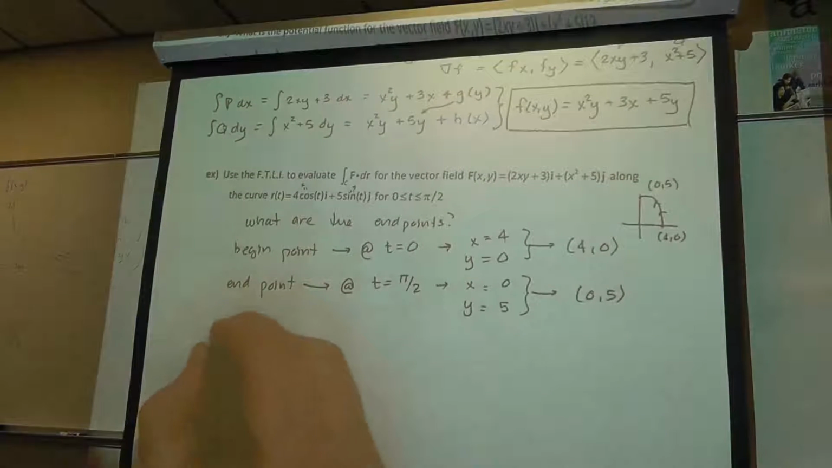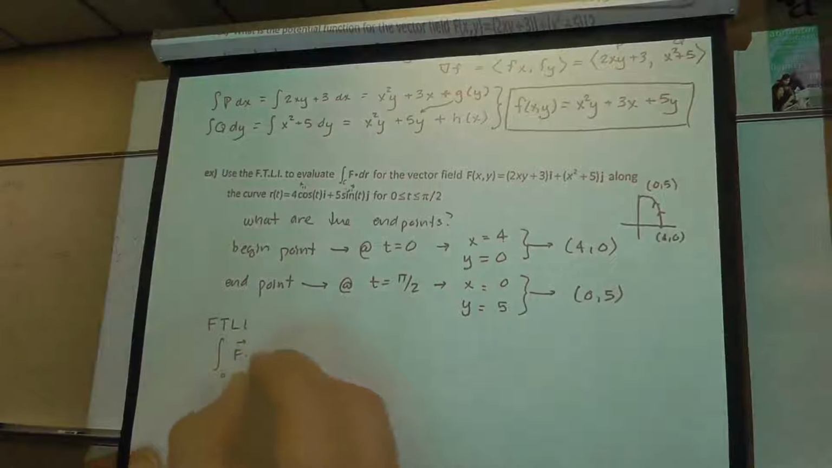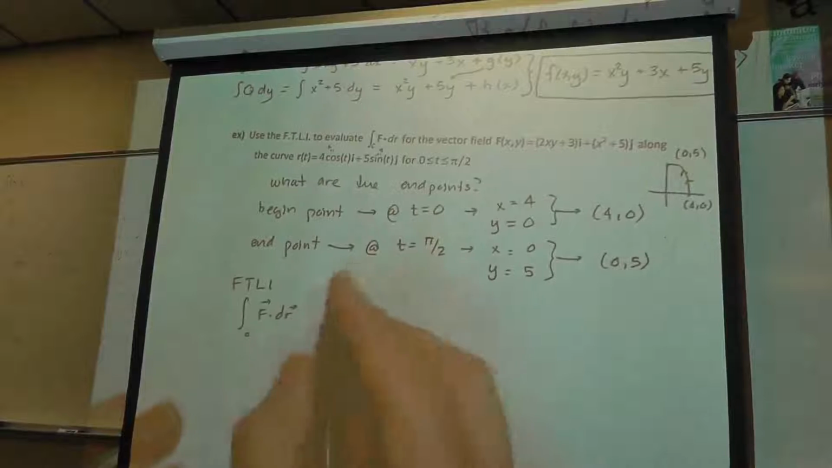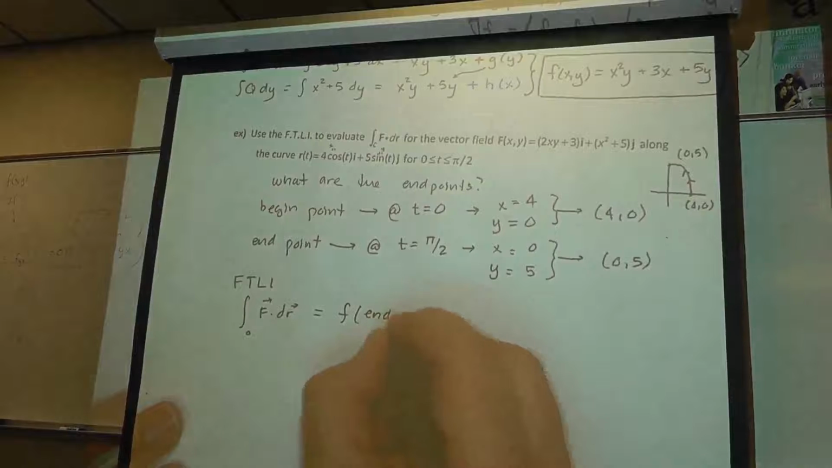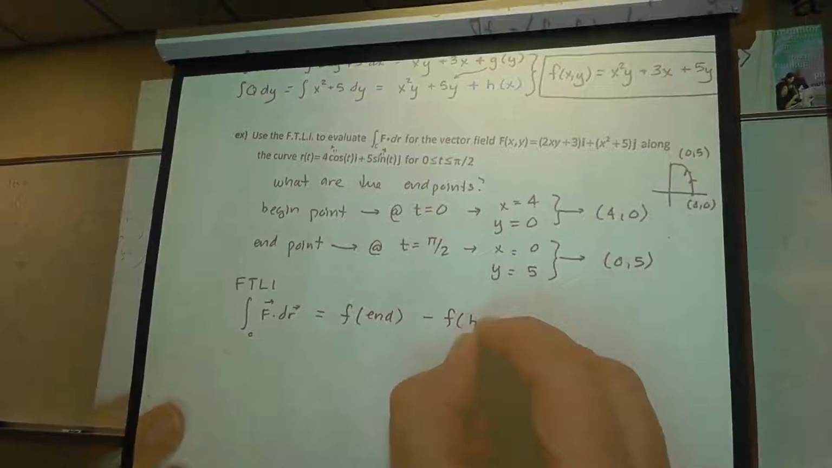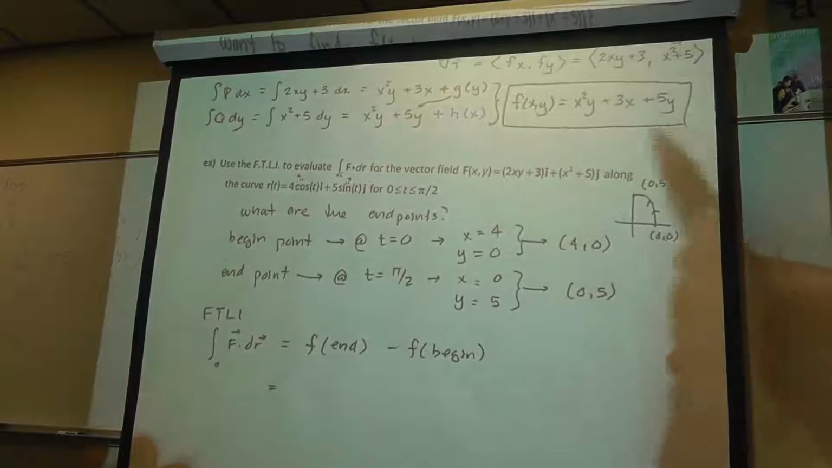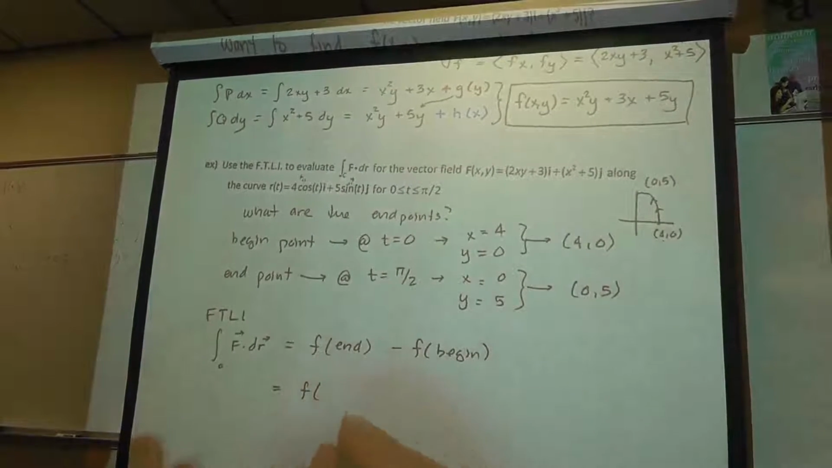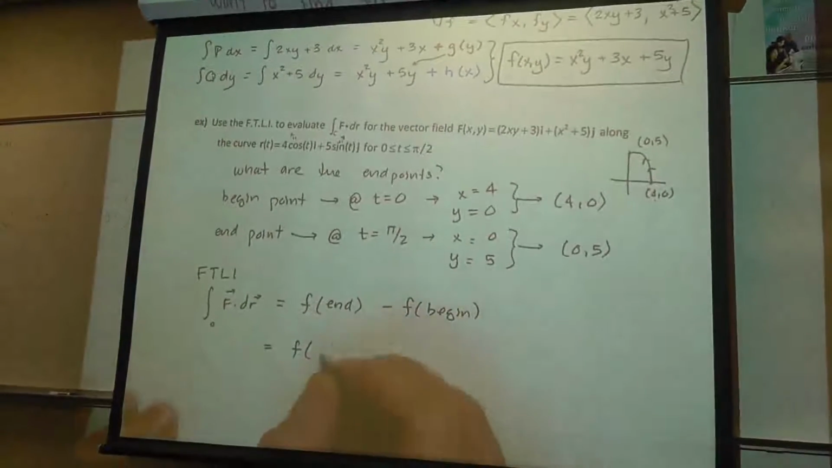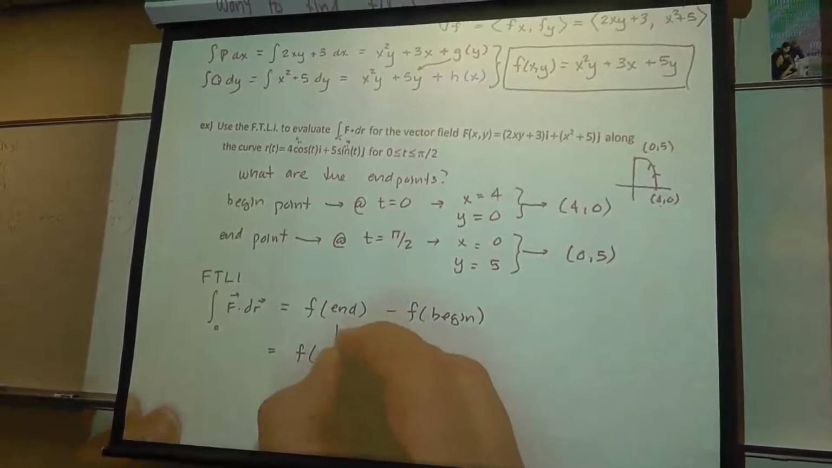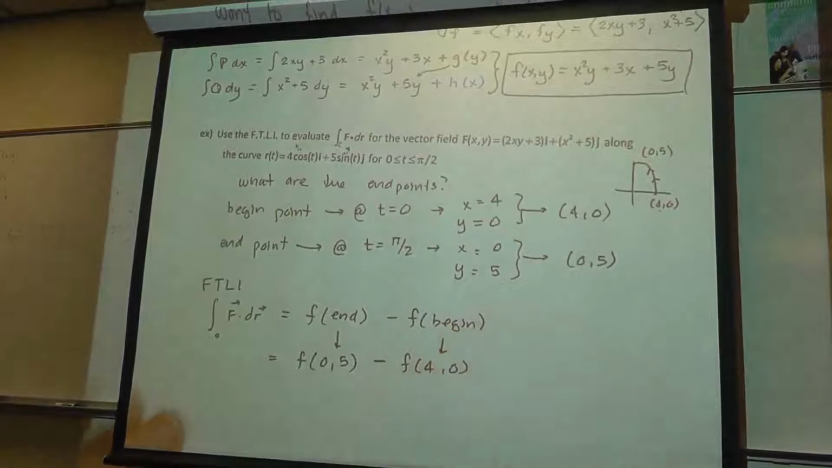So, here's where the FTLI comes in handy. The f dot dr integral here is the same thing as our potential function evaluated at the end point minus our potential function evaluated at the begin point. So we found our potential function right up here. I need to evaluate it at the point, and again, make sure it's end first and then begin last. So end point is 0, 5, and then subtract the potential function evaluated at 4, 0, your beginning point of the path.